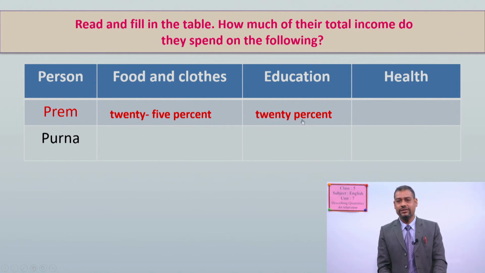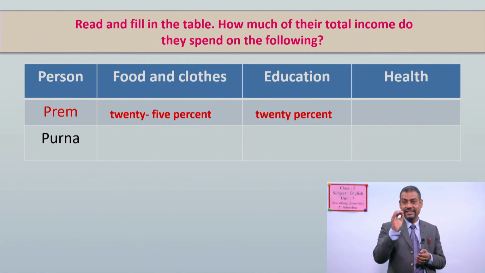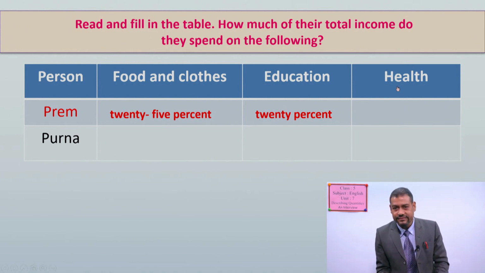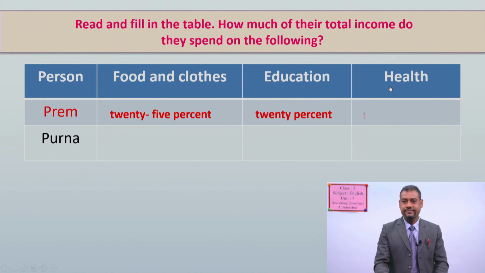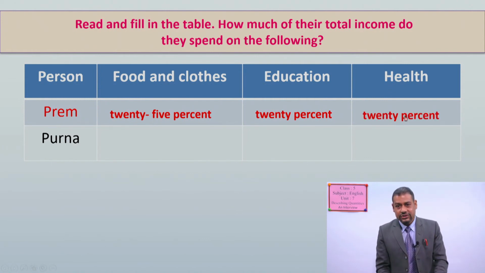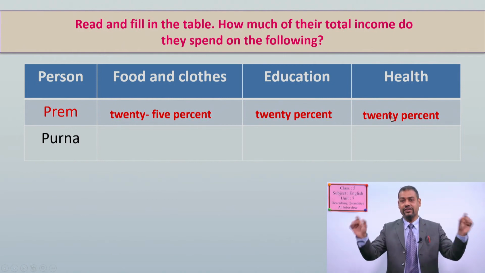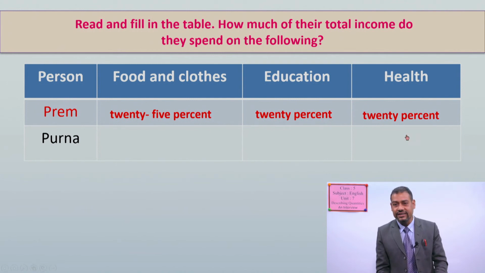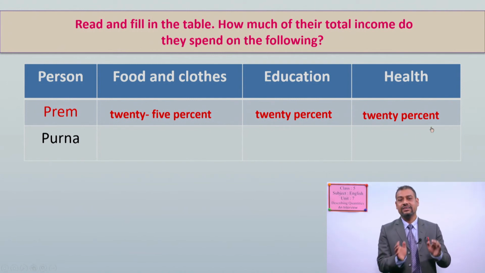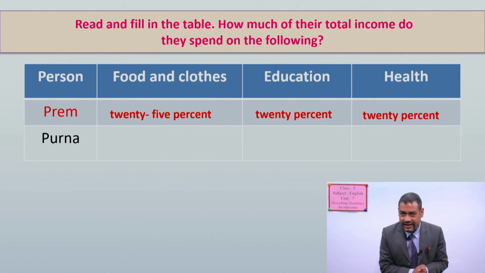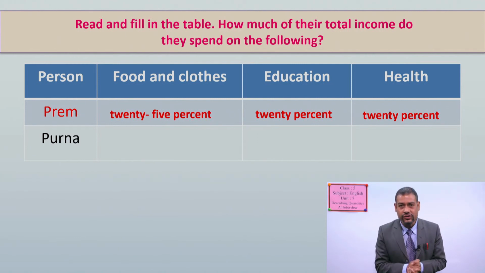So if you add these two, then how much percent? It is 25 plus 20 equals 45%. Now again it's clearly said in the interview by Prem how much he spends on health. Yes, that is again 20%. So total 25 plus 20 equals 45, plus 20 equals 65. So percentage is always out of 100. If we subtract 65 from 100, then how much saving does he have? He has 35% saving. Okay, 65 plus 35 equals 100.